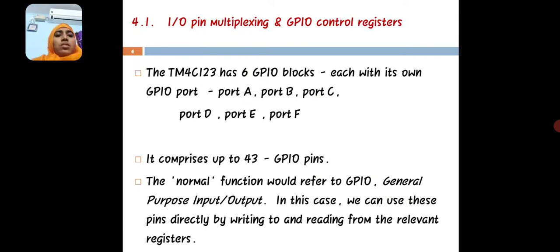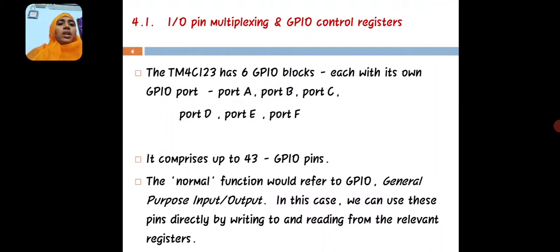The TM4C123 has 6 GPIO blocks, each with its own GPIO ports. We have 43 channels, 43 pins in GPIO. These 43 pins are categorized as 6 ports: port A, B, C, D, E, F. In port A to port D, each port has 8 bits, in port E we have 6 bits, and in port F we have 5 bits. Total 43 pins.